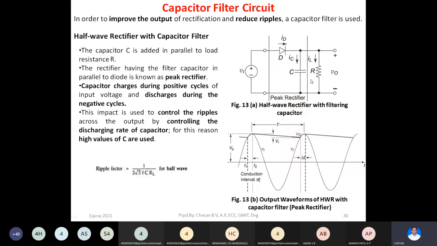During the positive half cycle of this input AC source, as this diode starts conducting, this capacitor will also charge to the maximum value of the applied input voltage. Once this capacitor reaches the peak value Vm, it would not charge further. It will stop charging because the maximum value attained is Vm.